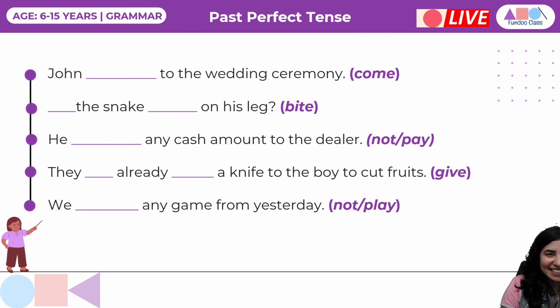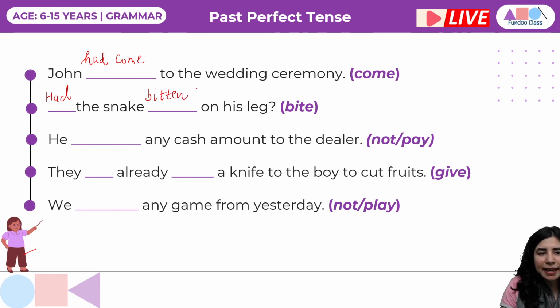Great. So let's get started. Let's take a look at the first sentence on the screen. John had come to the wedding. Had the snake bitten on his leg? Like I already told you that if you have to make a negative sentence, you place had, not, and then verb third form, had not paid any cash amount to the dealer.